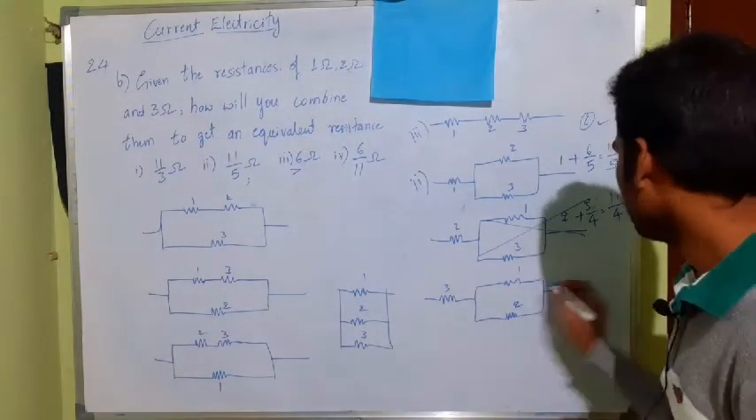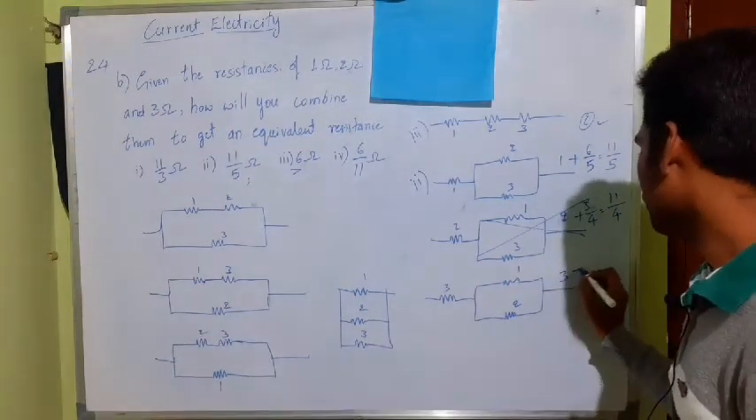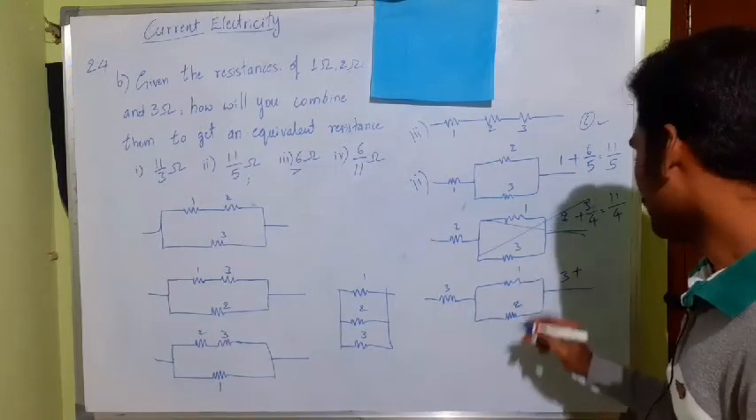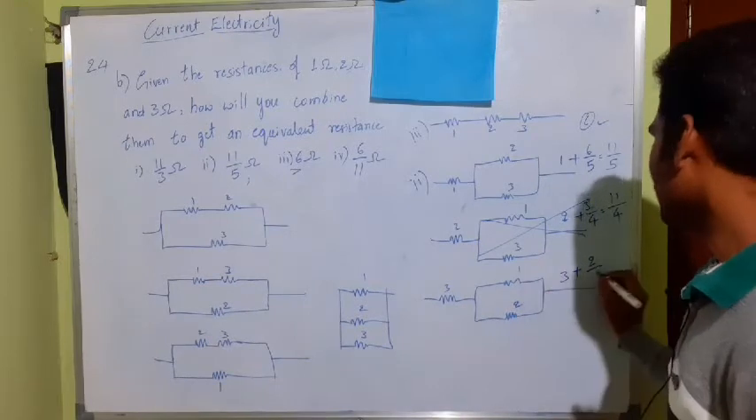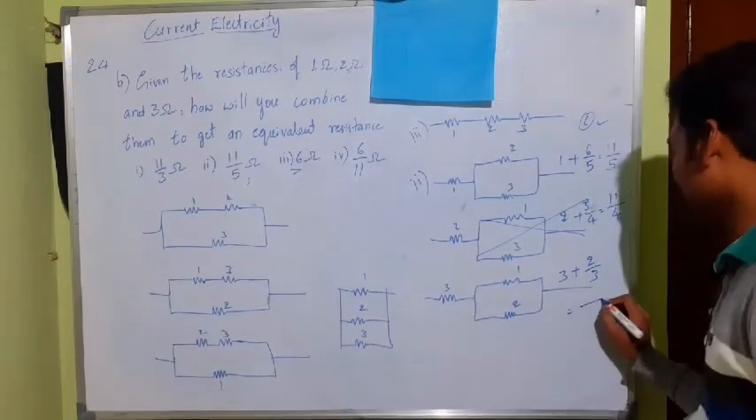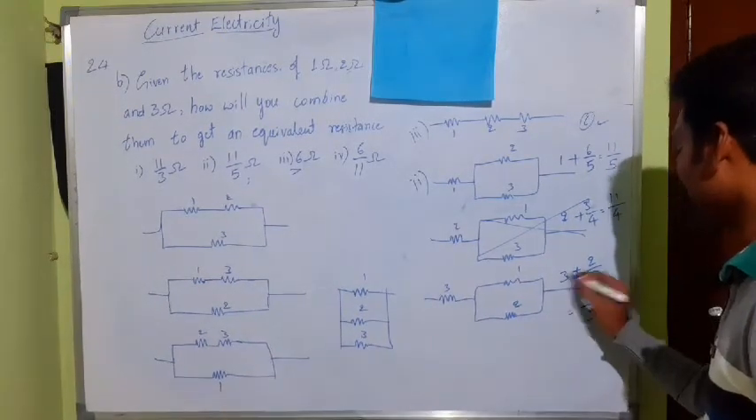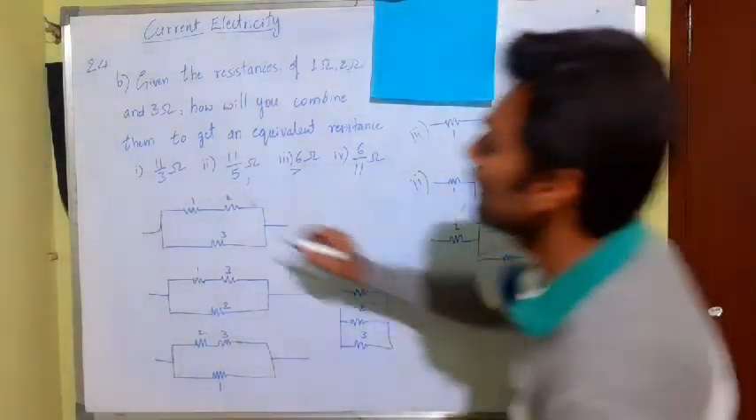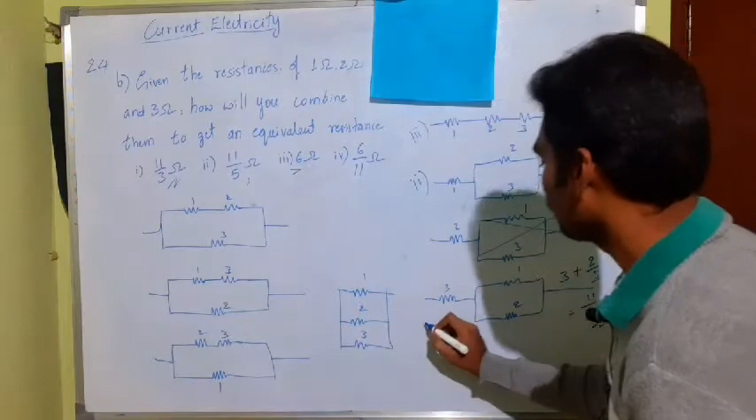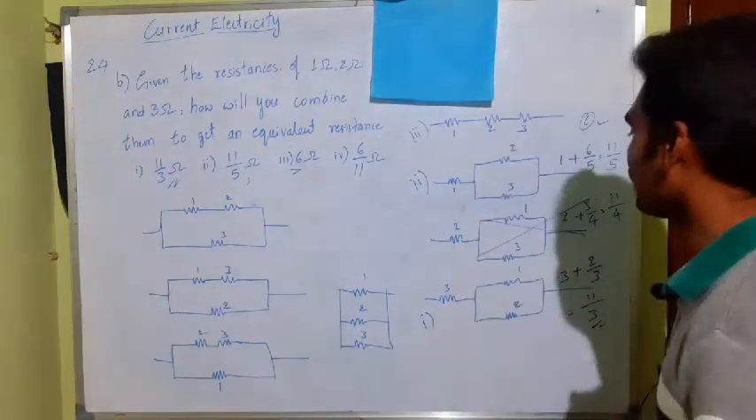Let me come here. Here I have 3 plus 1 and 2 in parallel. So it's 1 times 2 by 1 plus 2, which is 2 by 3. Now the LCM is 3: 3 times 3 is 9 plus 2, 11 by 3. Do we have 11 by 3? Yes, we do. So this is the first one. Okay, so only one left now.